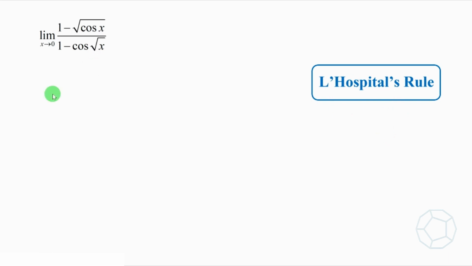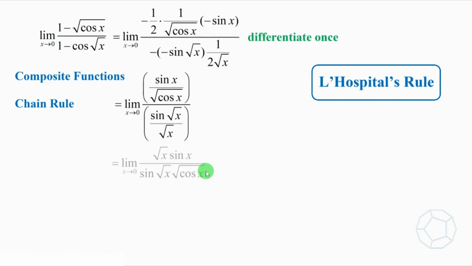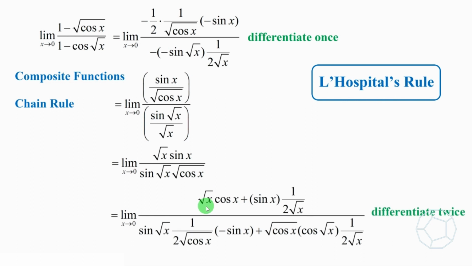First thing first, both numerator and denominator are composite functions. To apply L'Hopital's rule, we'll have to use chain rule. This is not straightforward. Let me show you the first few steps. Now you can see that when differentiating the first time and the second time, the limit is getting more and more complicated. The key point here is not the technical details. Instead, it is not very clear at which step we can stop differentiating.